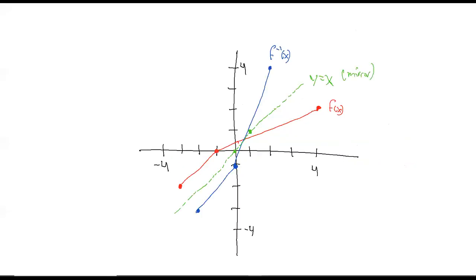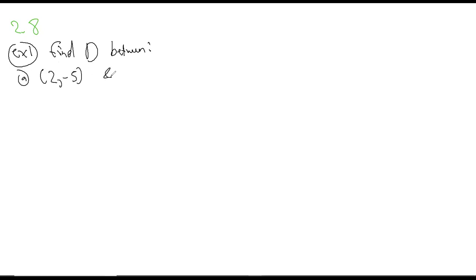So now we are in 2.8. Let's go back to black. Example 1. Find d, which means the distance between the 2 points. For problem A, we'll go 2, -5 and -3, 6. If you want to label things, you can. From left to right, the 2 is the x1, the -5 is the y1, the -3 is the x2, and the 6 is the y2.